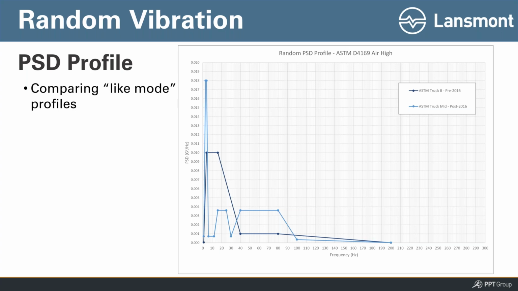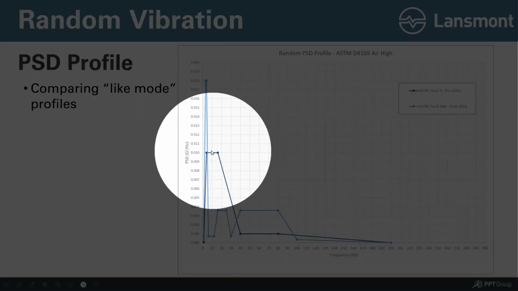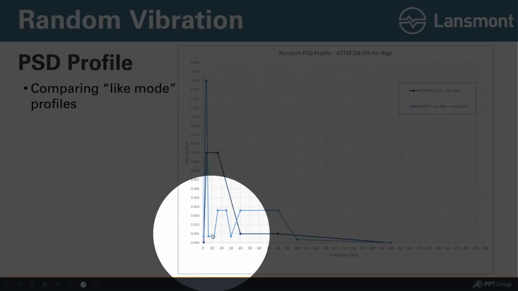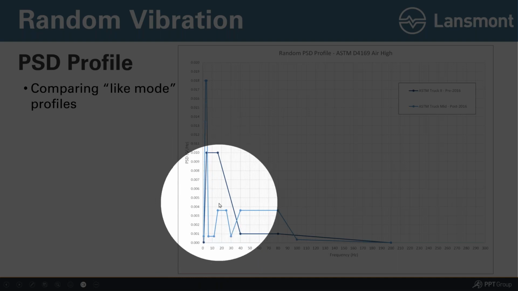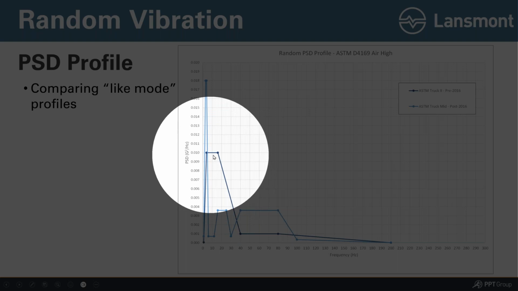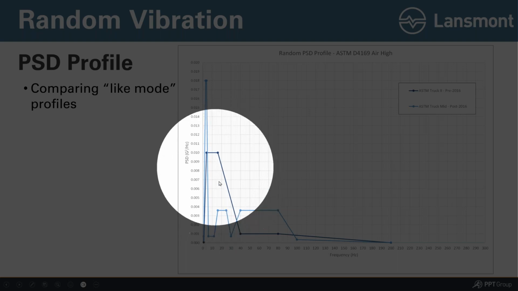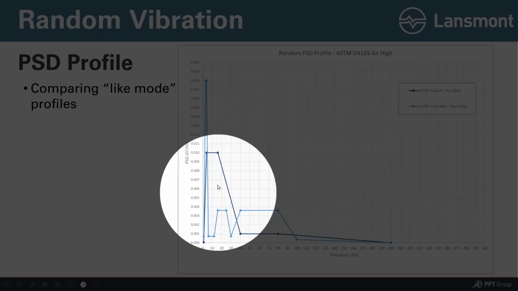And so with the new profile, there's a lot more low frequency input, which isn't necessarily a bad thing, but there's a lot more low frequency input associated with suspension and a lot less input in the mid frequencies. So this is 10 hertz, out to about 20 hertz, maybe even out to 40 hertz. The old profile had way more energy than the new profile.